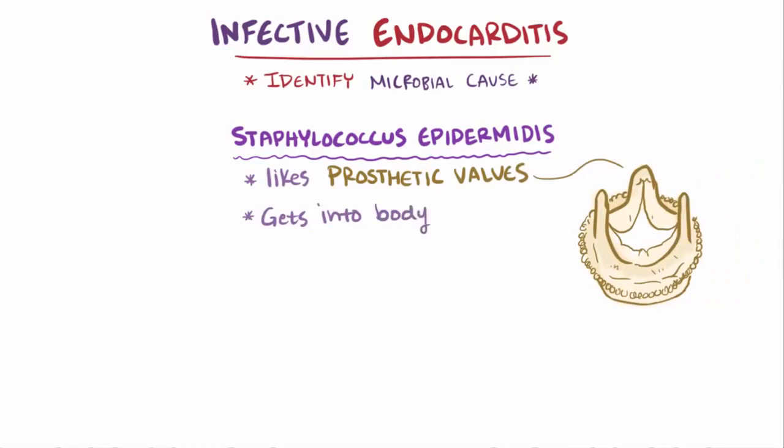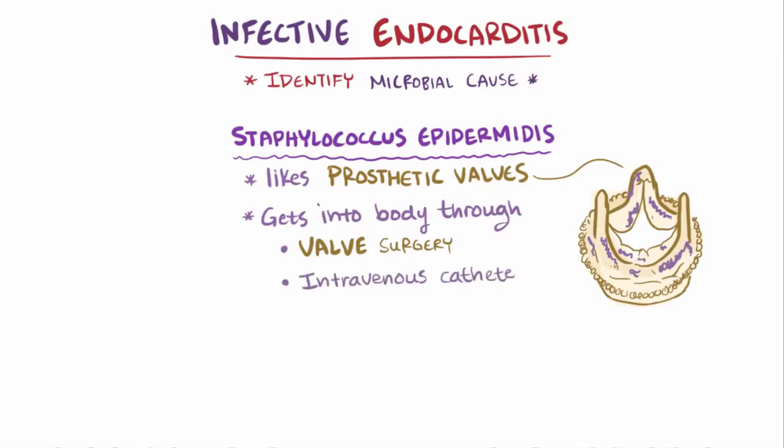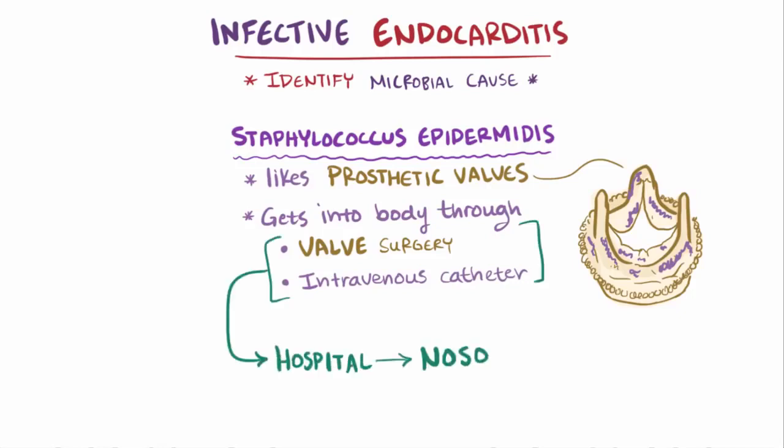One way that bacteria gets into the body is at the time of the heart valve surgery, and it literally sticks around the valve. Another common point of entry into the body, though, is through an infected intravenous catheter. Both of these scenarios usually happen in a hospital, so this would be considered a nosocomial infection.